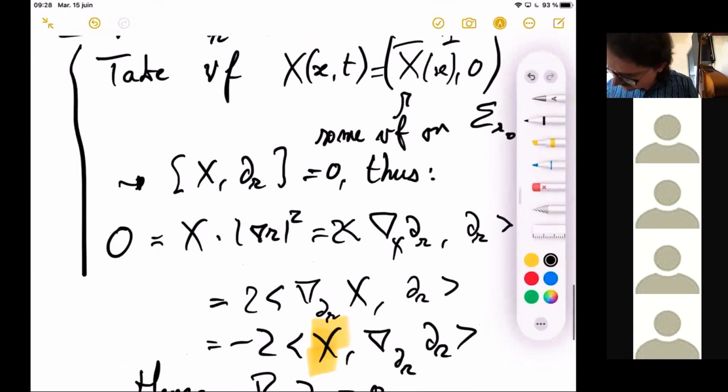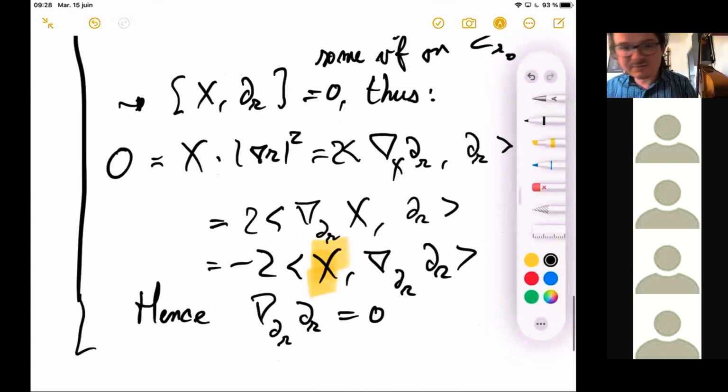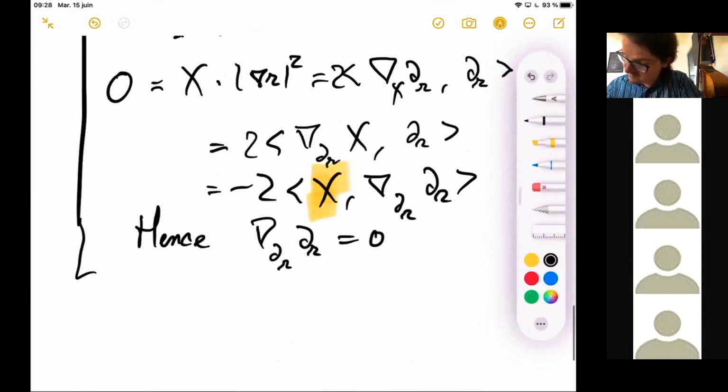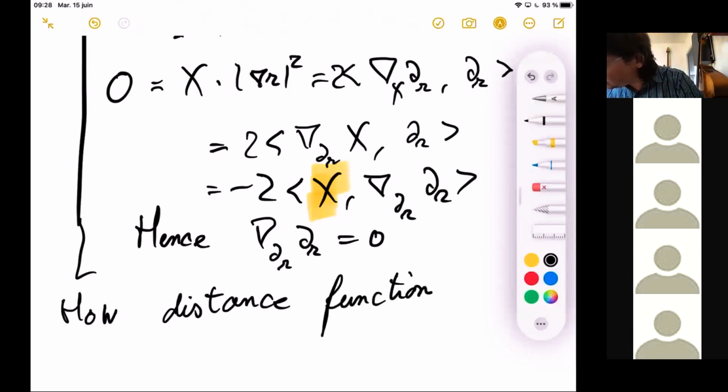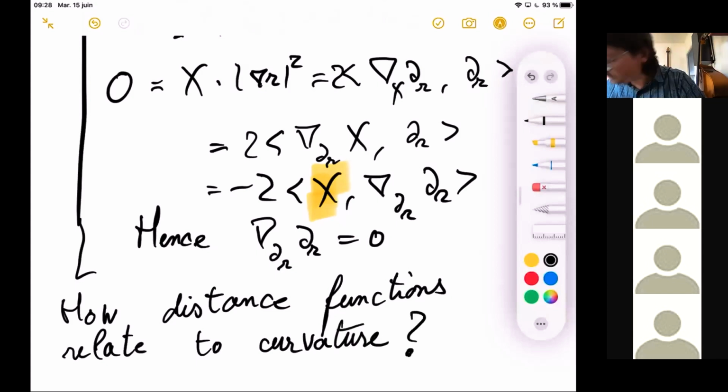Okay, so we've seen how the distance function helps us understand geodesics. Now let's see how the distance function relates to curvature. So this will be what we will try to understand.